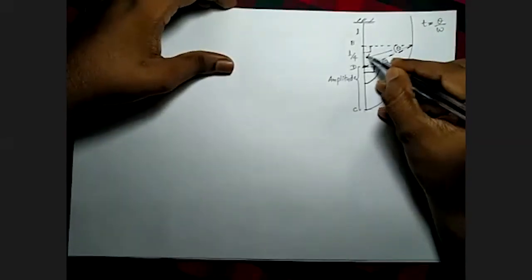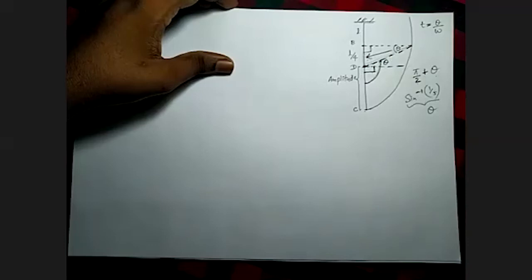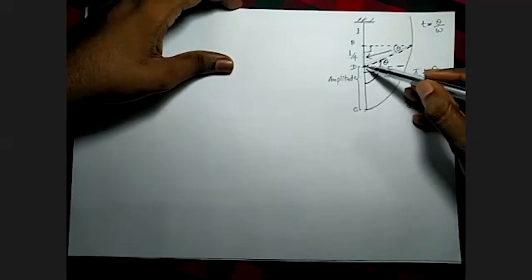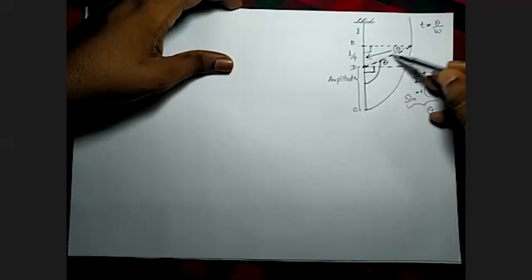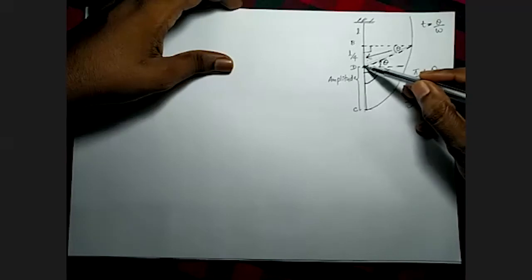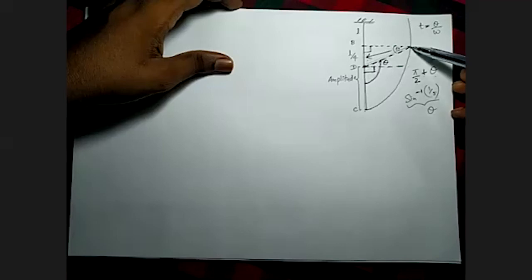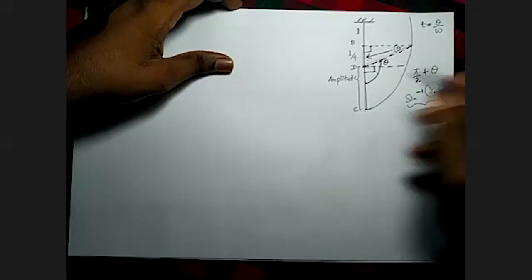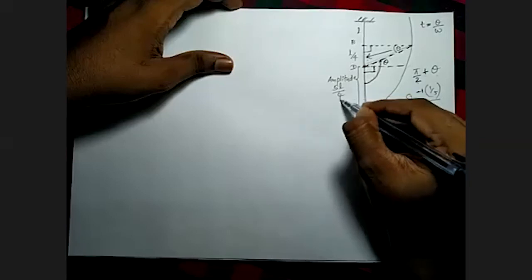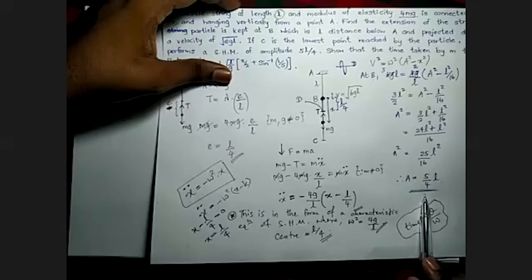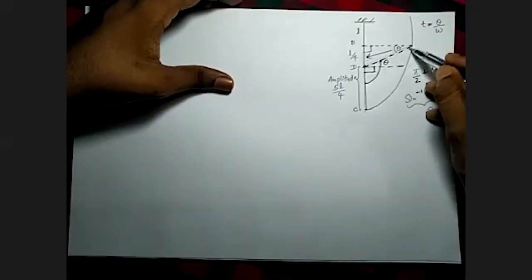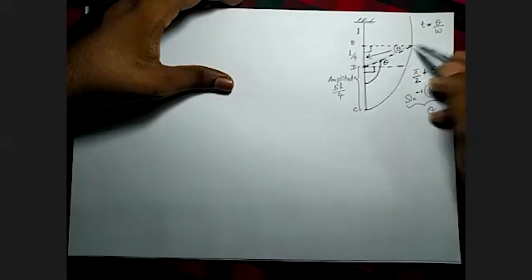This is the opposite side. This is the hypotenuse. Both these lines are equal because D is the center. Center to C, center to this circumference point, they are equal. Amplitude was 5L over 4. We calculated that amplitude 5L over 4. So here I can substitute 5L over 4. That is equal to this hypotenuse.